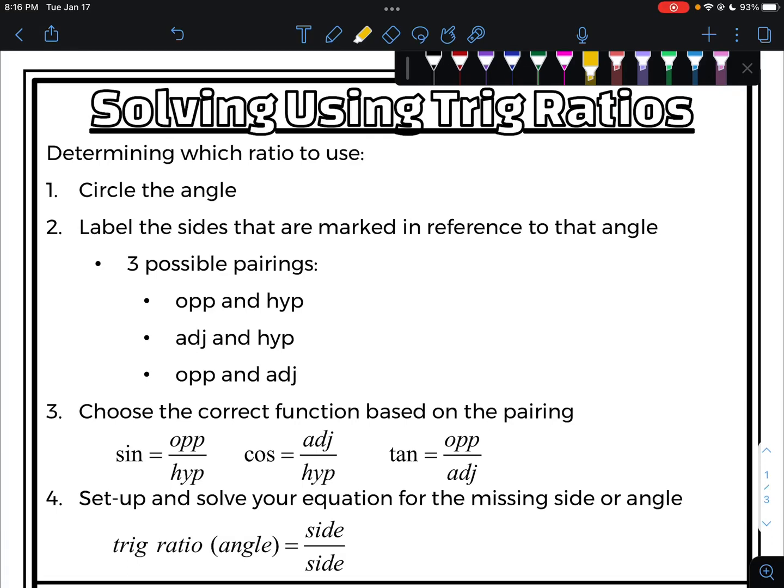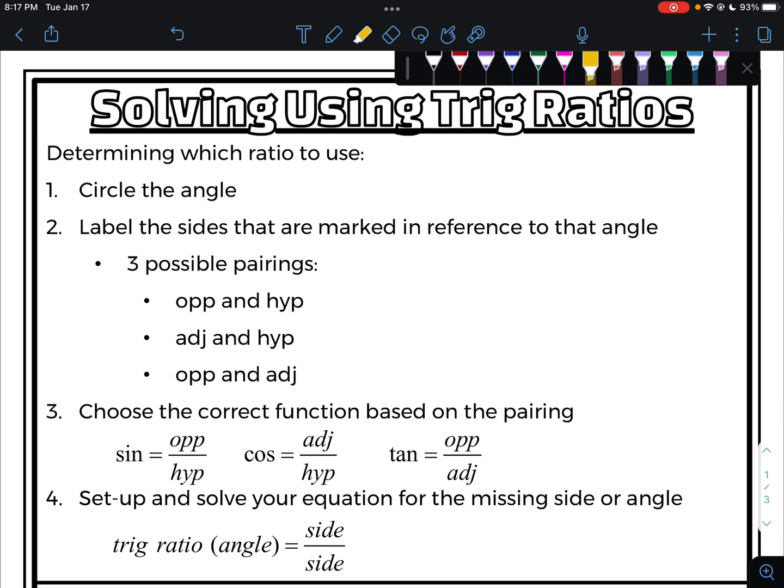Hi everyone, in this video I'm going to show you how to use trig ratios to help you solve for missing sides or angles of a right triangle. So first thing we're going to do is circle the angle that we're using, the one that it says define or the one that is given to us. Then we're going to label the sides in reference to that specific angle.